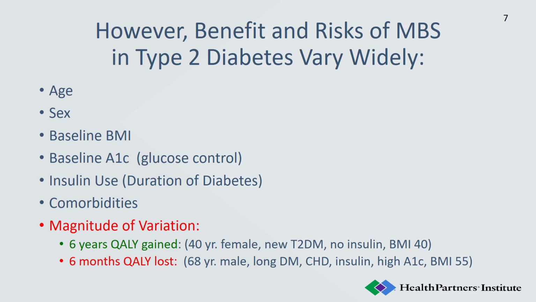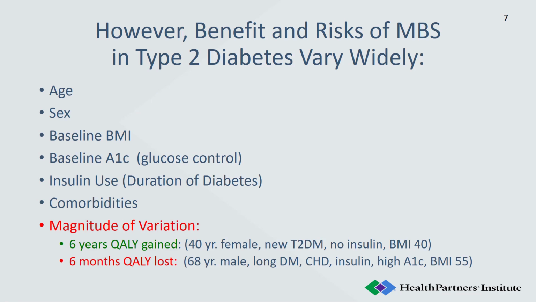Your baseline, pre-surgical glucose control, if it's better, the outcomes are better. Whether or not you've had diabetes for a long time and have to use insulin, the people that have had it for a long time do worse, and other comorbidities like heart disease, et cetera, that are already established prior to surgery. And the magnitude of individual level variation in terms of the benefits from surgery is gigantic.